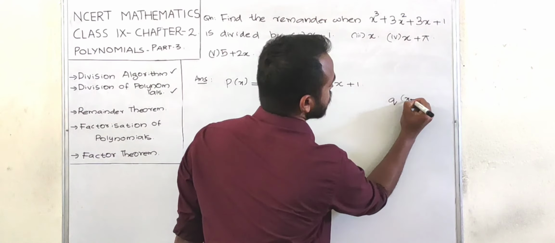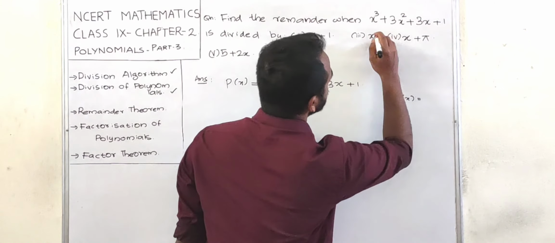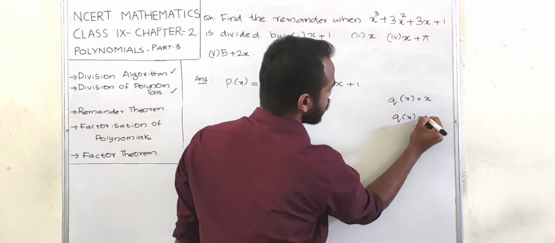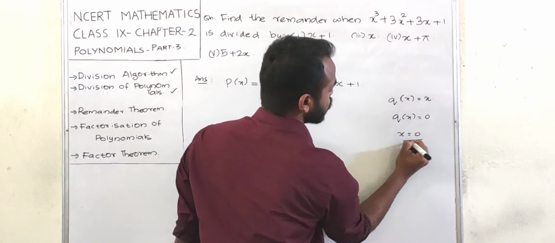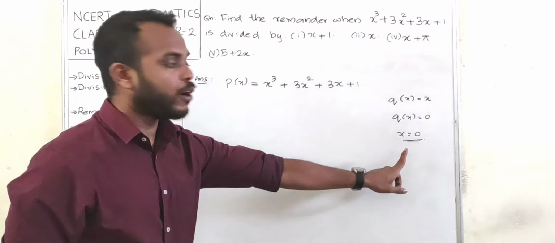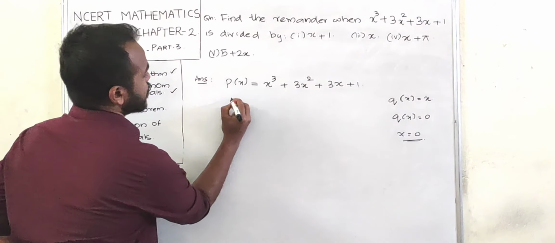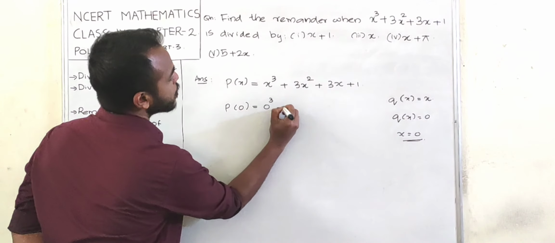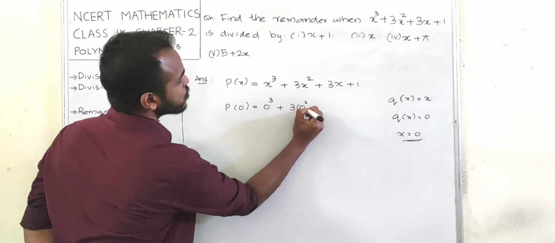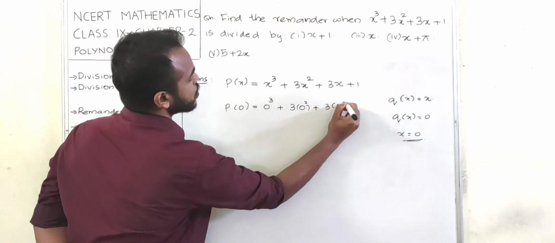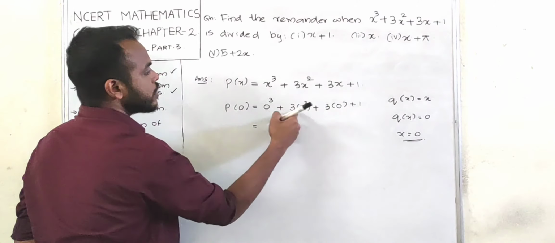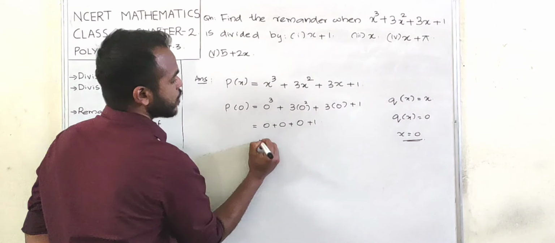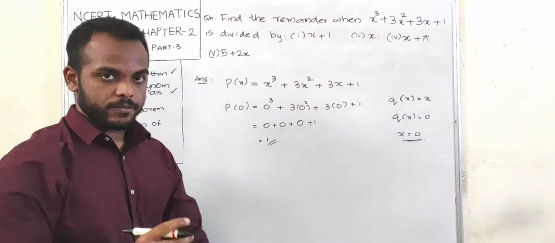So the polynomial to be divided by is Q of x is equal to x. As we are doing, Q of x is equal to 0, that is x is equal to 0. So you need to find the value of P of 0. No confusion. So P of 0 is equal to 0 cube plus 3 into 0 square plus 3 into 0 plus 1. So all the terms get 0. So 0 plus 0 plus 0 except this one. So the remainder is 1.